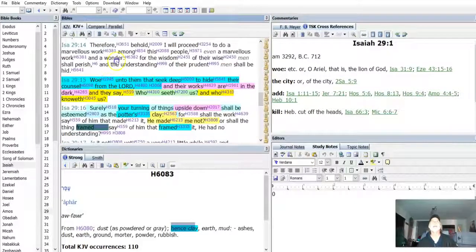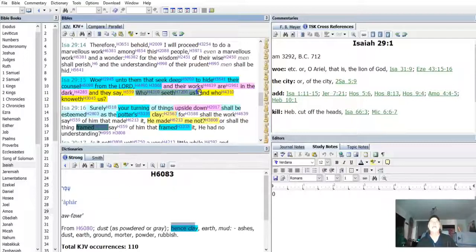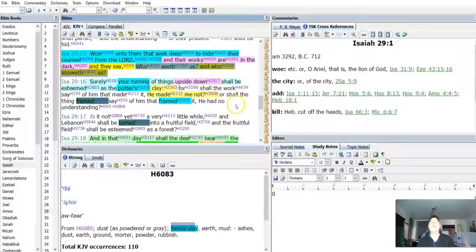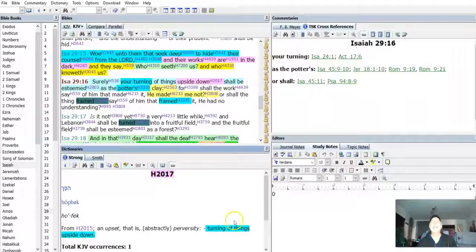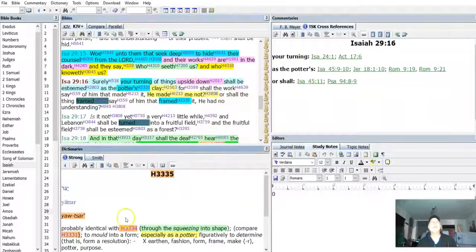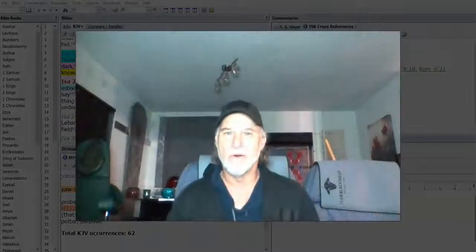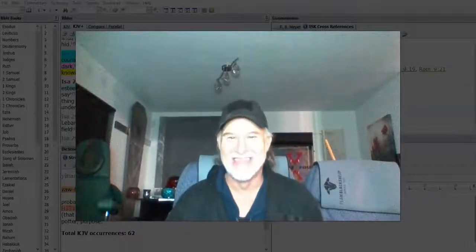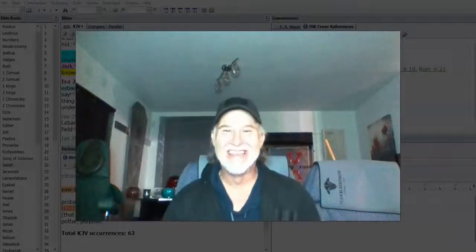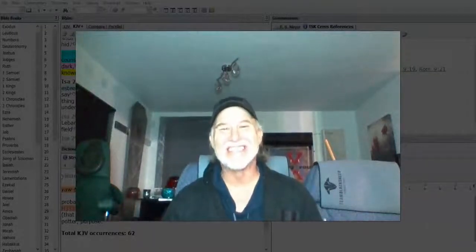Woe unto them that seek deep to hide their counsel from the Lord, and their works are in the darkness. And they say, who seeth us and who knoweth us? So you're in this system that's total darkness, and they think they got you. Surely your turning of things upside down. It says upside down right here. Surely your turning of things upside down shall be esteemed as the potter's clay. See, Yatzar especially is a potter. So when you turn everything upside down, who is the potter's clay? Adam. Surely your turning of things upside down shall be esteemed as Adam, the spiritual. You've been converted to the spiritual being now, because Adam was the spiritual being.